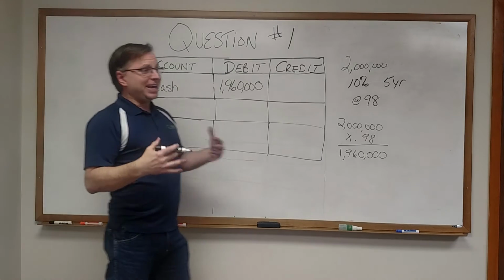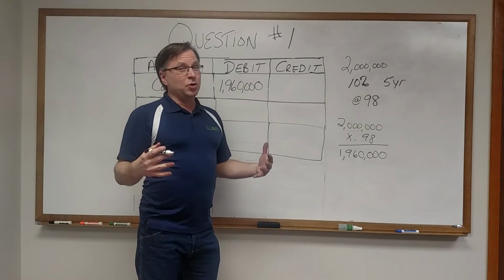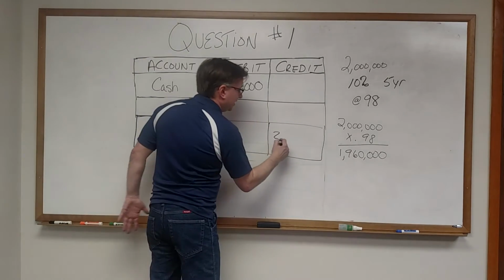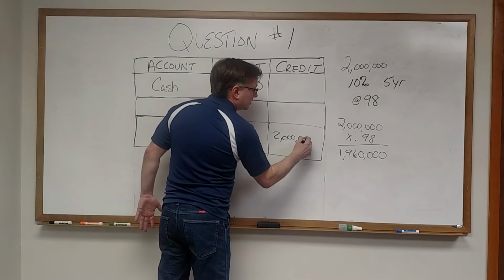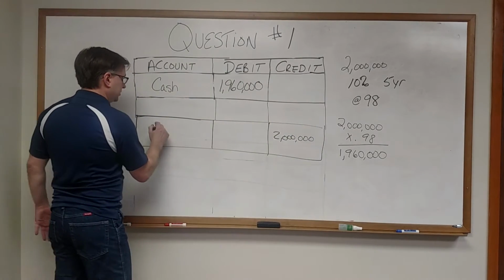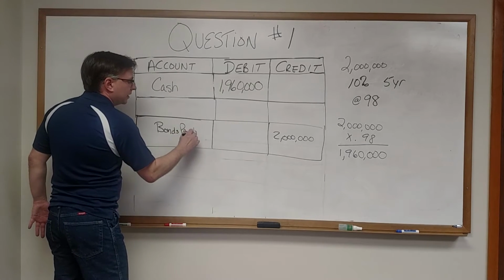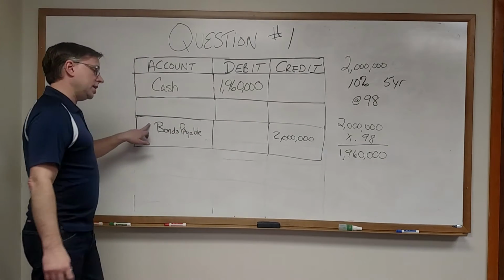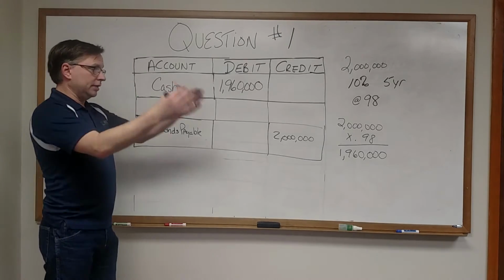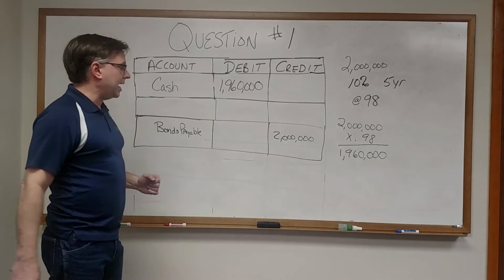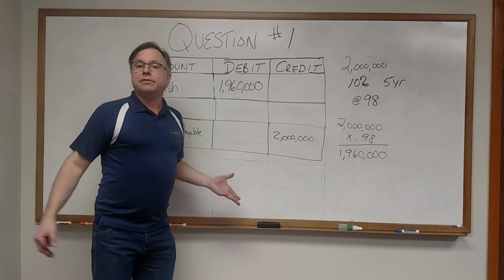but in 5 years, we still got to record the fact that we're going to owe $2 million to those investors or those debt holders. And that's a liability account called bonds payable. Liabilities are on our balance sheet, so it's going to show for that entire 5 years that we owe that $2 million.